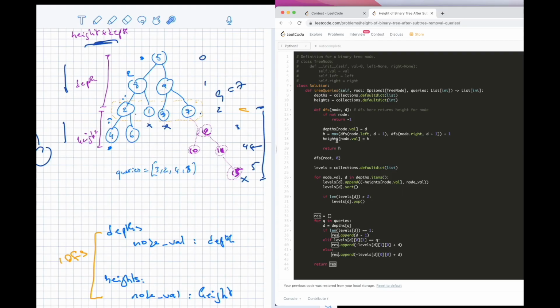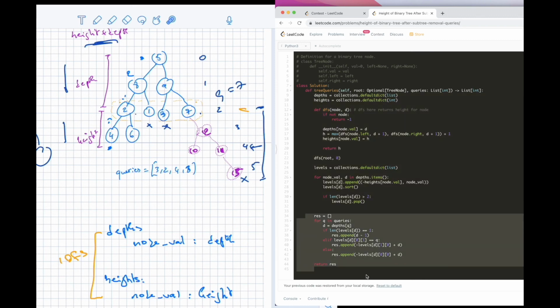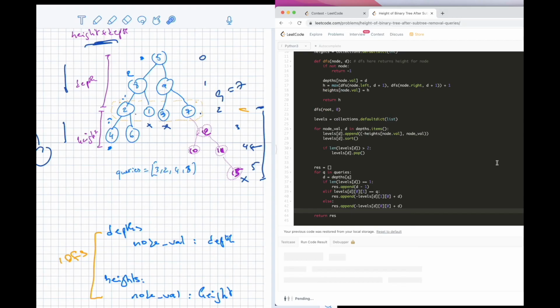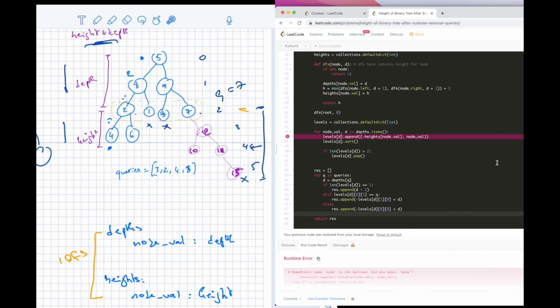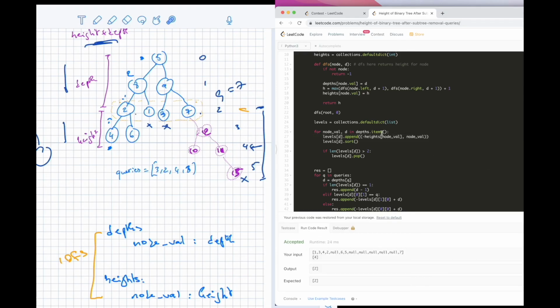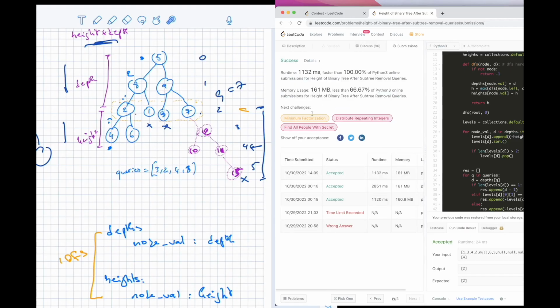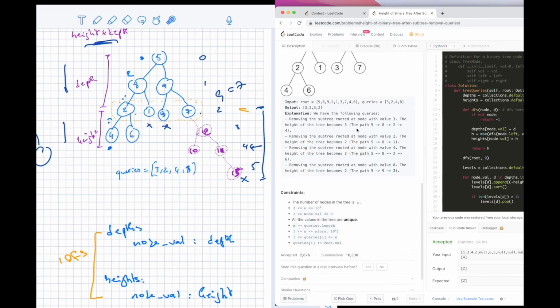Yeah, so a little bit complicated, but once you do the processing and get the data you need, this step becomes easier. So let's run this, make sure it passes. Looks like there is a problem here because, yeah, we already have node value, so we don't need to do node.val. And this is, by the way, possible because the node values are unique. And let's submit. And this passes test cases. Yeah, so that's pretty much it for this problem.